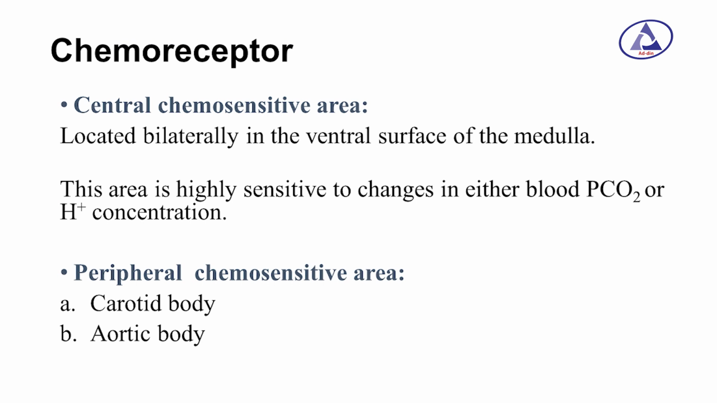Now, যেটা আমরা already discuss করে ফেলেছি: the central chemoreceptor area, or central chemosensitive area, and the peripheral chemosensitive area. The central chemosensitive area is located bilaterally in the ventral surface of the medulla. This area is highly sensitive to changes in either blood partial pressure of carbon dioxide or hydrogen ion concentration. The peripheral chemosensitive areas are the carotid body and aortic arch.